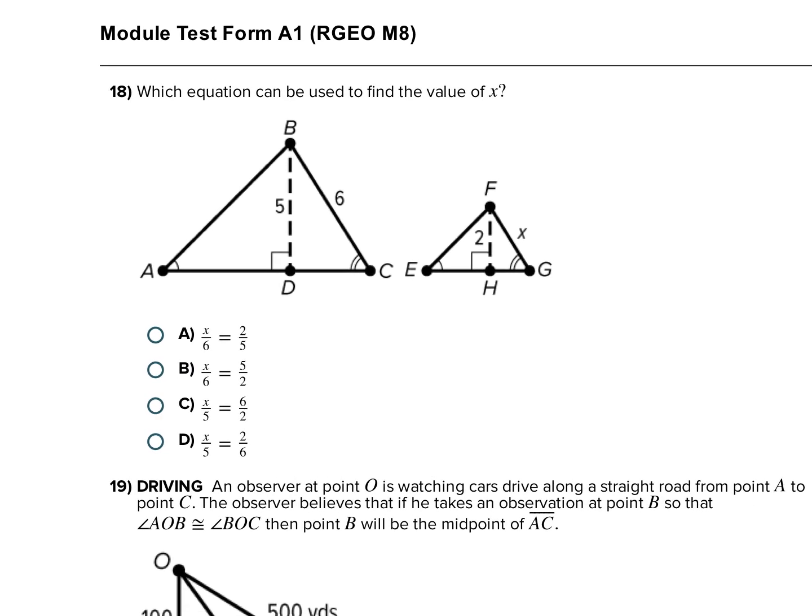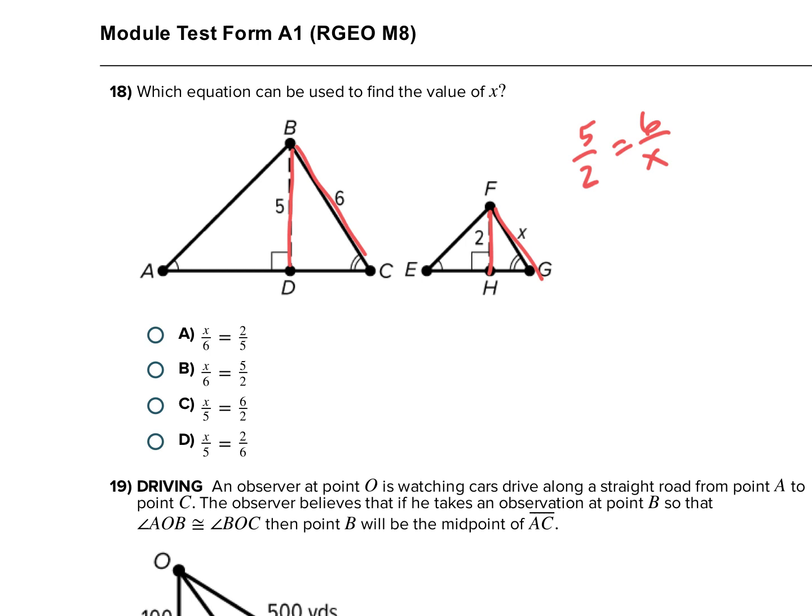So here, again, they want to know which equation can be used to solve for x. And just looking at the triangle, we have the height is 5 over 2. The hypotenuse, 6 over x.